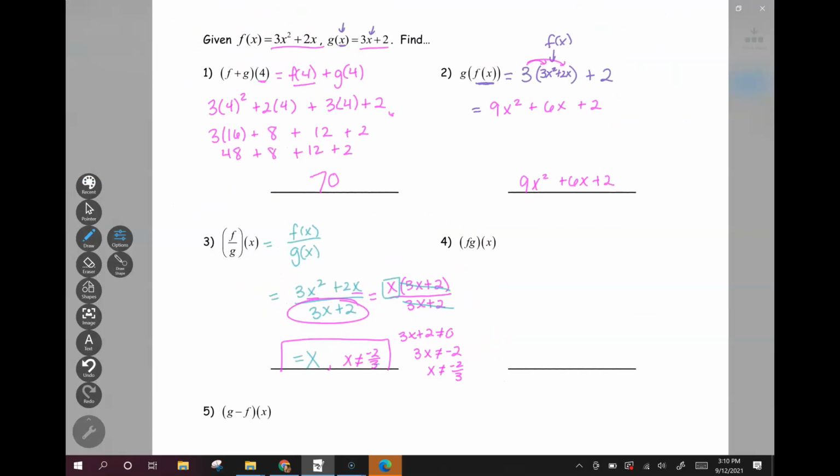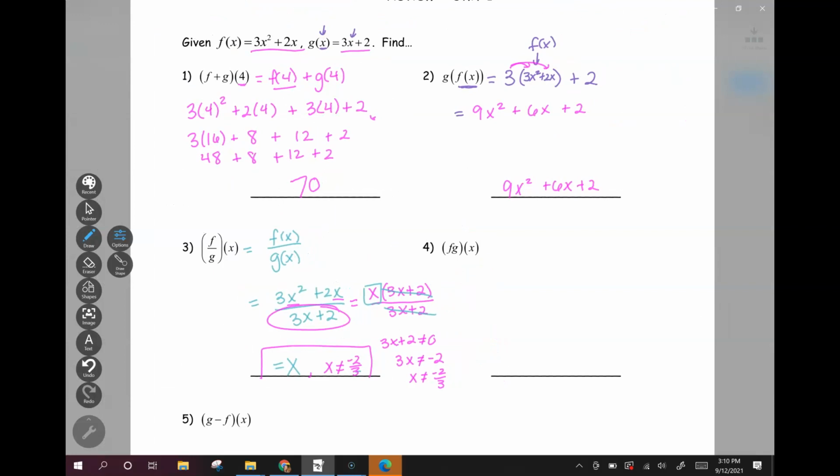Perfect. Number 4, we're multiplying f times g. So that's going to be 3x squared plus 2x times 3x plus 2. Now, notice that you're multiplying here. There's no sign in between. When you see f and then that open circle and a g, that does not mean multiplication. That is the same as this notation. So this is f of g of x.